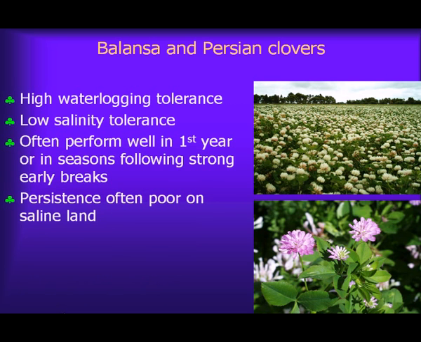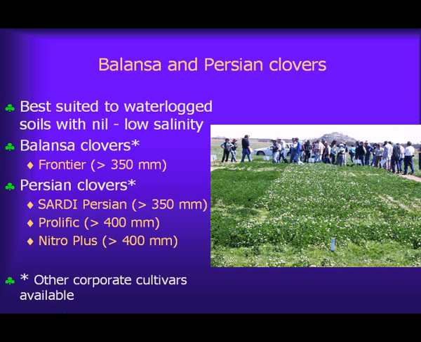Okay, the Balansa and Persian clovers have got good waterlogging tolerance, but they don't have the salinity tolerance that the burr medics do. They are better than subclover, but really their level of tolerance is still quite low. They often perform well in the first year or in seasons following strong early season breaks, but they're unreliable, and often their persistence is poor on saline land. So really they're best suited to waterlogged soils with nil or low salinity levels.